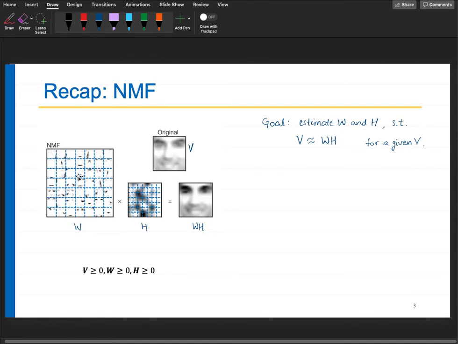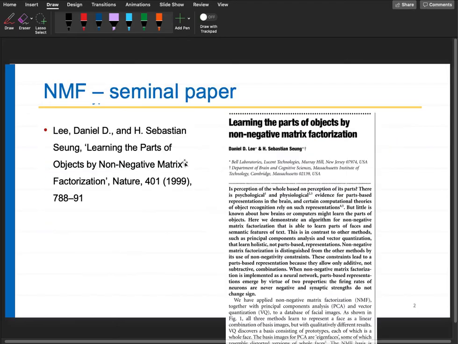Okay. So what is V here? V is not just one image. V is a stack of many images, and each image is represented as a vector, right? And that is your NMF. Okay, so this was the paper which kind of introduced NMF, and after this paper was published in Nature in 1999, this method became very popular for various reasons: ease of implementation, interpretability, reconstructability, so many things.